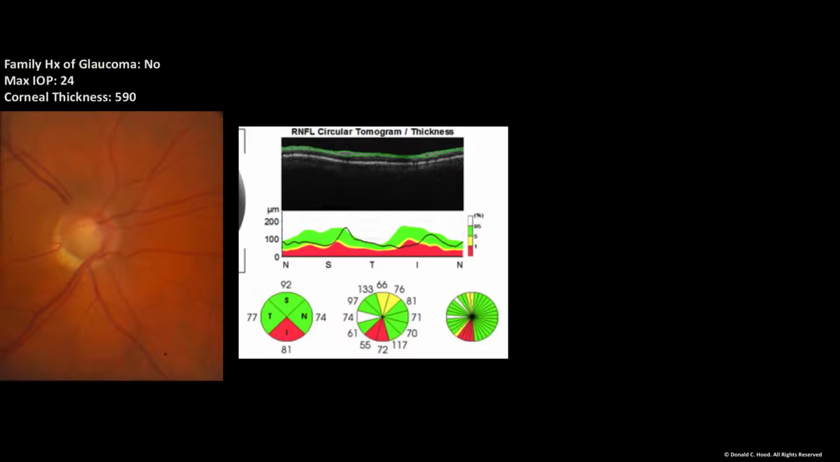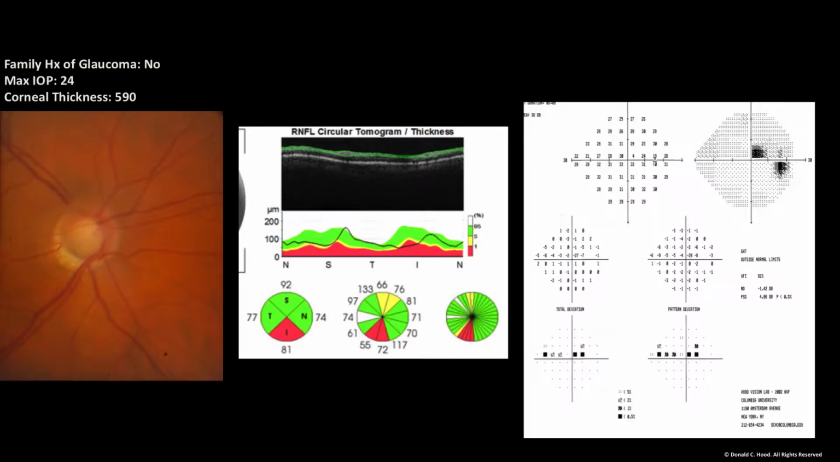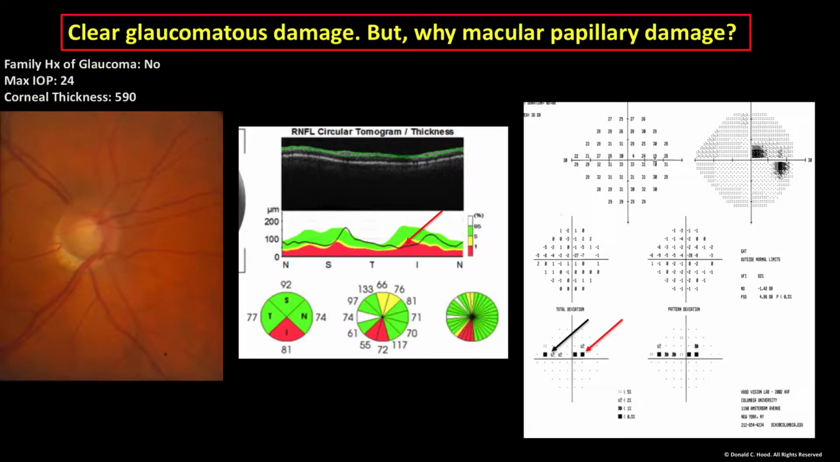All right, here's another patient. No family history of glaucoma, high IOP. Here's the OCT, clearly abnormal. Here's the visual field, also abnormal. So that defect there corresponds to this here. Now, but what is that? That almost looks like something a neuro-ophthalmologist would see. That looks like a maculopapillary defect, right?